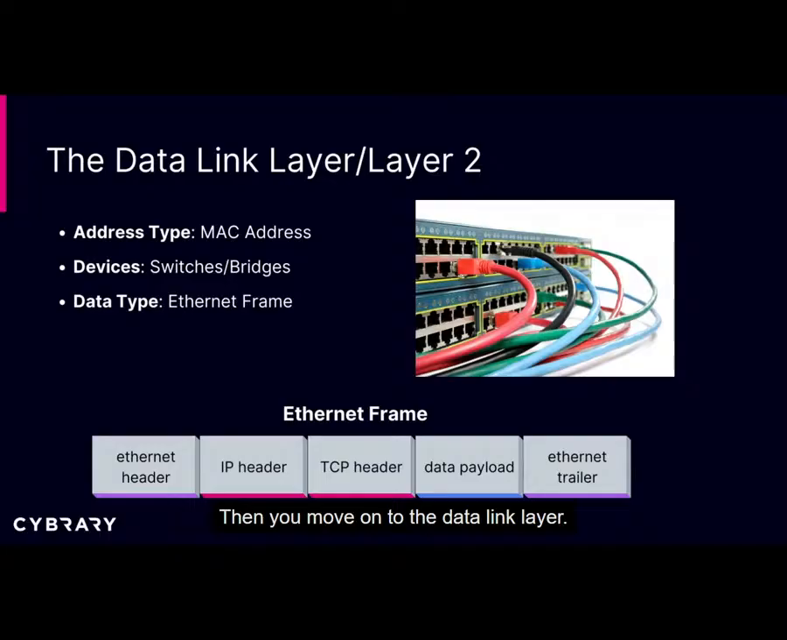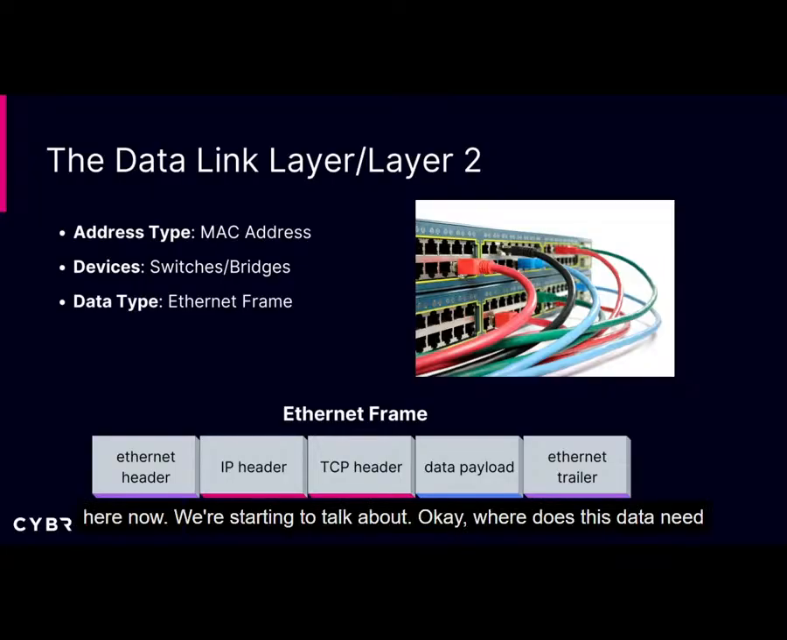Then you move on to the data link layer. The data link layer is associated with how data moves between nodes and uses MAC addresses. So that's the address associated with this layer. A MAC address is a media access control address, which is like a serial number for a node. It is 48 bits long. The first 24 bits are an identifier for the manufacturer, and the second 24 bits are the unique identifier for the network interface or node. So you can see here now we're starting to talk about, okay, where does this data need to go? And it's a MAC address that's going to tell you that. MAC addresses should always be globally unique.